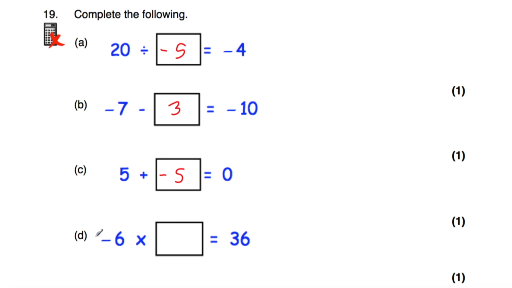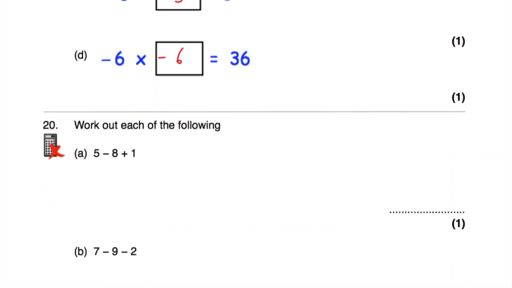Okay, next, D, we've got negative 6 multiplied by something is equal to 36. Now 36 is positive, so a negative times a negative would be a positive. And 6 times 6 is 36, so negative 6 times negative 6 would be 36. So this would have to be negative 6. And that's it.